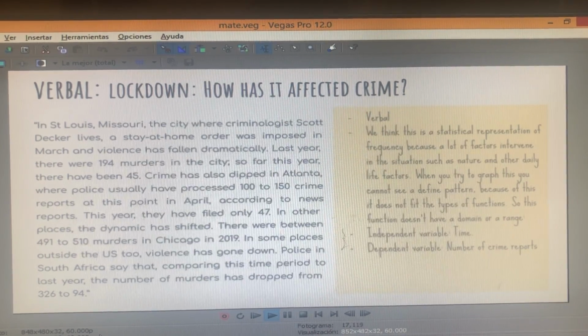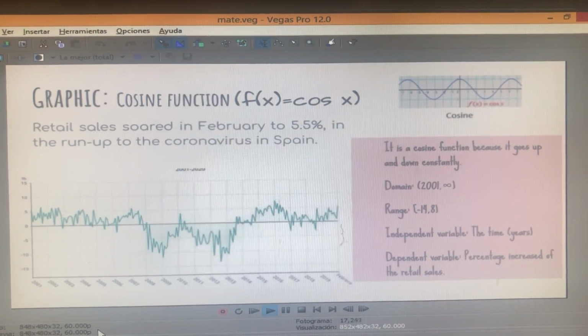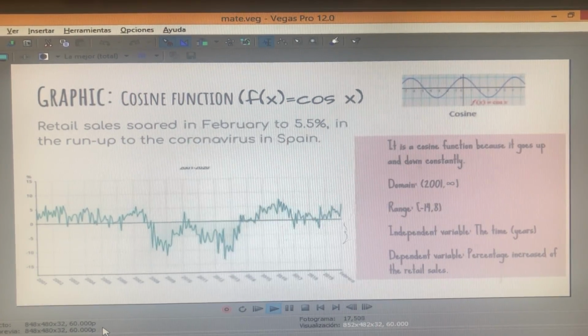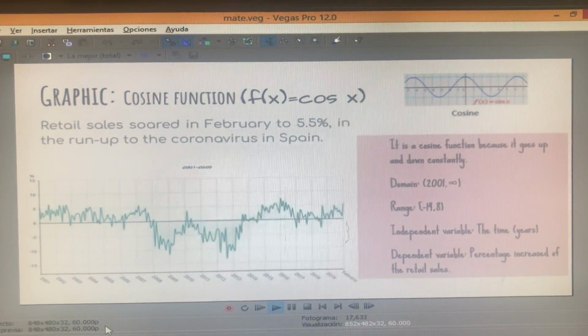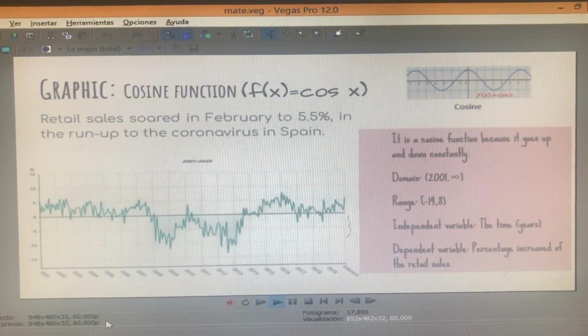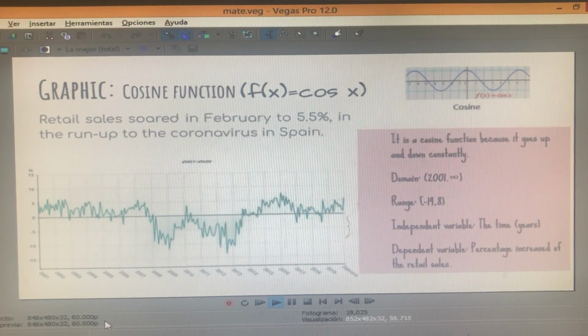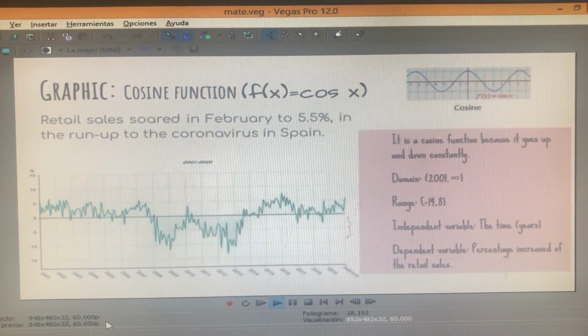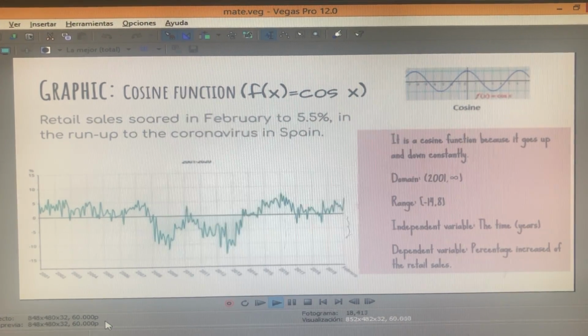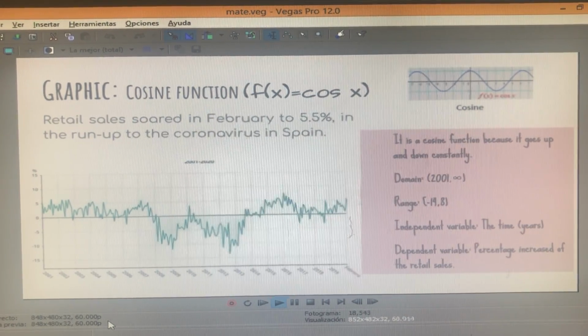The independent variable of this function is the time, and the dependent variable of this function is the number of crimes reported. This graphic is a cosine function because the retail sales increase and decrease depending on the years. It goes up and down. The domain, which is the independent variable, represents the years starting in 2001 to infinite, because there are still many years left to see the changes of these sales. And the range is a dependent variable, which represents the percentage increase of retail sales.